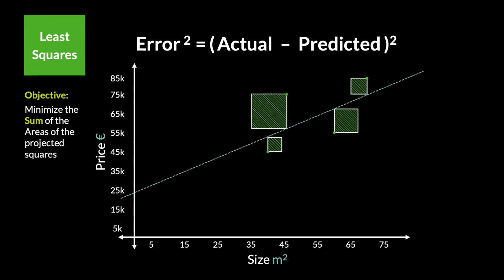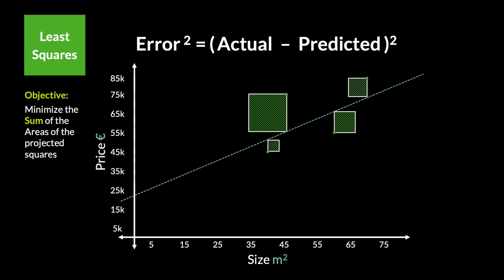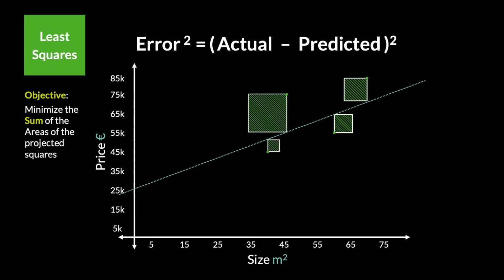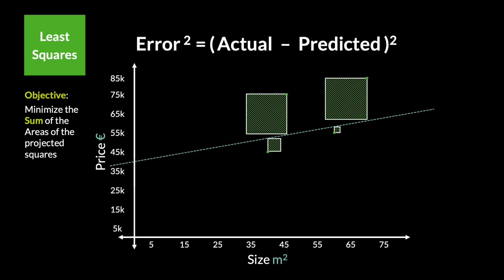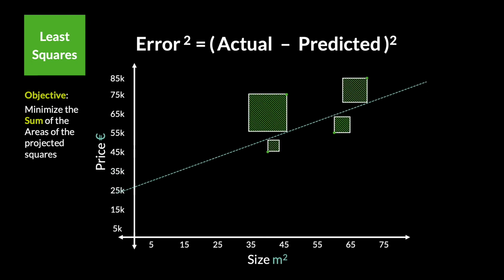Or if you were to move it down there, you can visually see a difference in the overall sum of the areas. The movement could be either by moving the line up and down, as we just saw, or by rotating it slightly here and there, or doing both of them. Hence, we need to optimize the position of this estimation line in such a manner that the sum of the areas of these squares is going to be as minimum as possible.